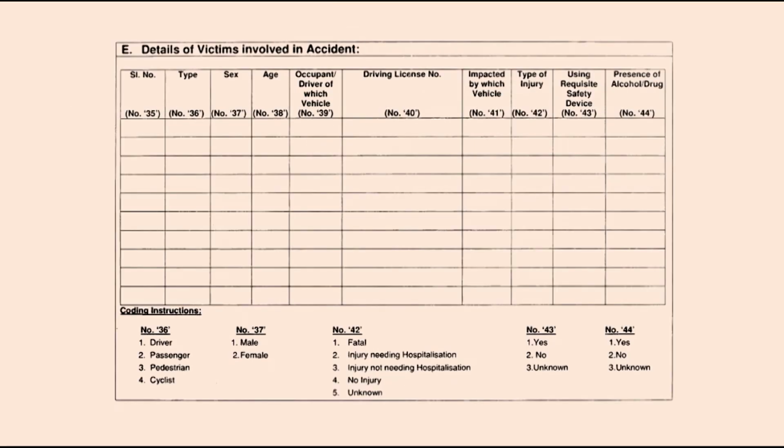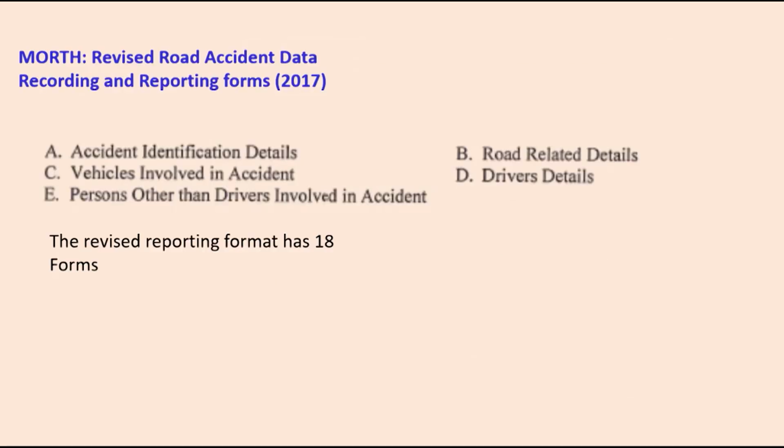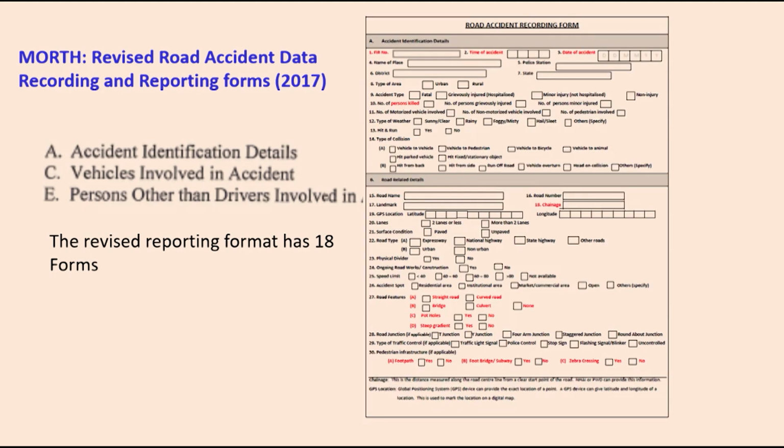So, then victims' details. Okay. Subsequently MoRTH came up with the modified version, which is currently used in iRAD also. They had come up with five major forms: accident identification detail, vehicle involved in accident, person and other driver accident detail, road related detail, and driver related detail. So here they had details for every stakeholder involved in the accident.